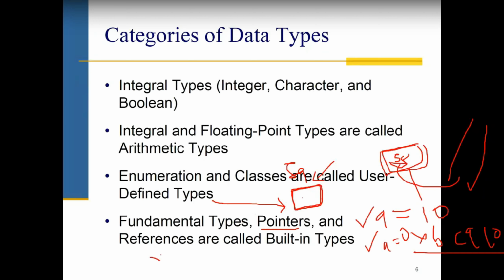I'll say star. Pointers are created using star. I'll say star B. Okay, B should be equal to A, which means that I'm giving the address of A. I'll put ampersand here, which means I'm giving the address of A to B. Are we together?